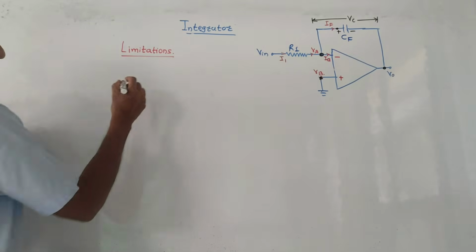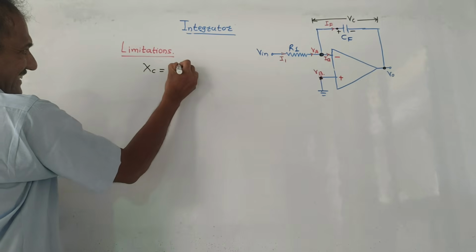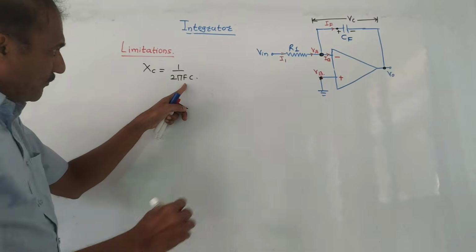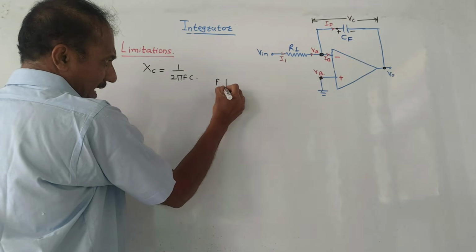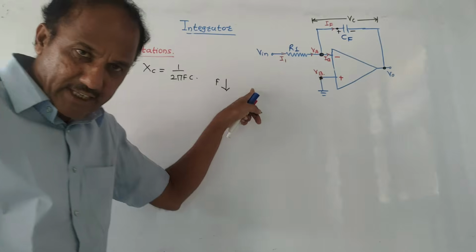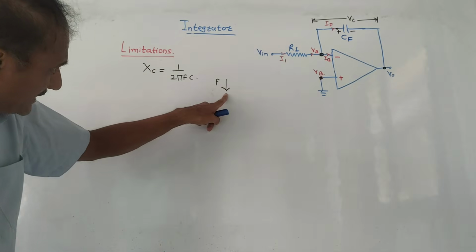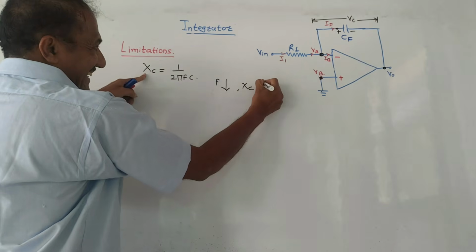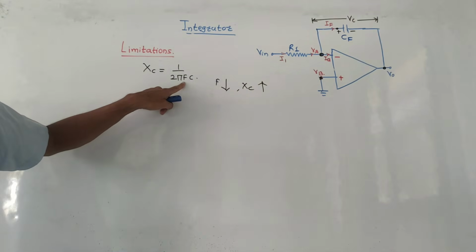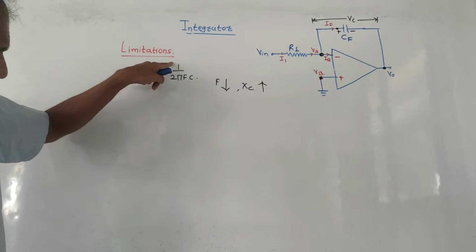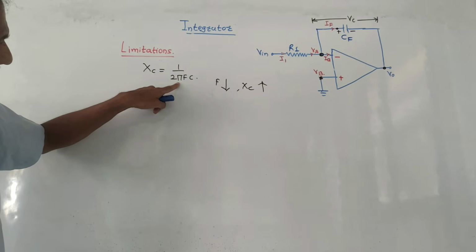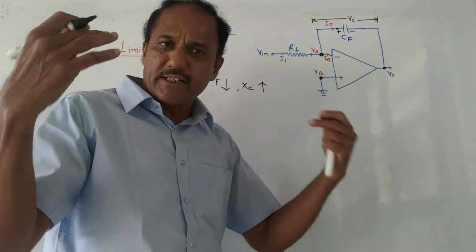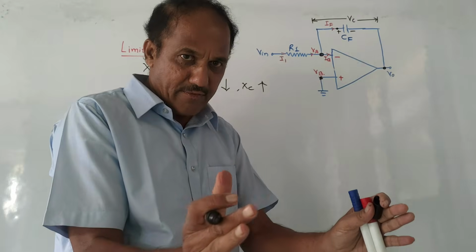We know that the reactance of capacitance Xc is equal to 1 by 2 pi F C. As frequency F decreases, the value of Xc, that is reactance, increases. Since Xc is 1 upon F, and C and 2 pi are constant, Xc increases. Xc stands for reactance of capacitor.